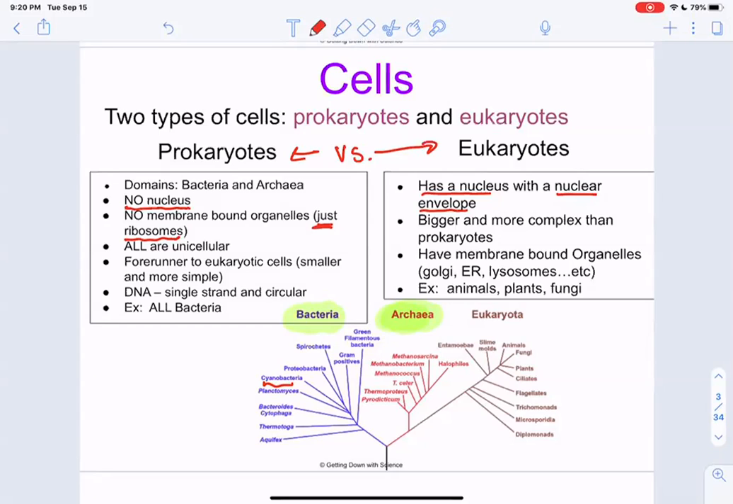All the cells are going to be unicellular, which means they are made up of only one cell.